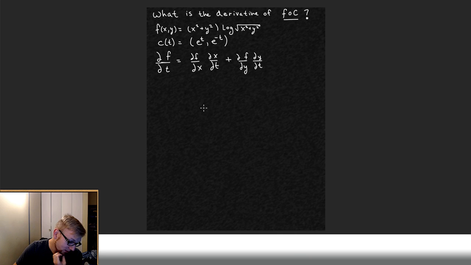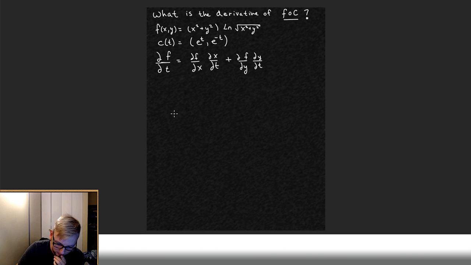What is the first derivative? Okay, so we've got x squared plus y squared times log of the square root of x squared plus y squared. This is actually natural log. Maybe I should write natural log. It's just that this textbook actually uses natural log, and then that'll look better. Okay, what's the first derivative?